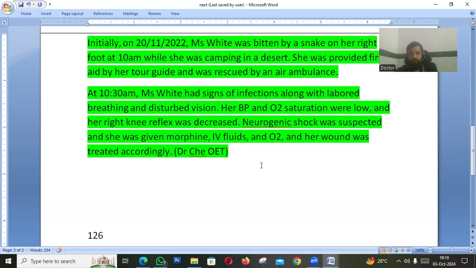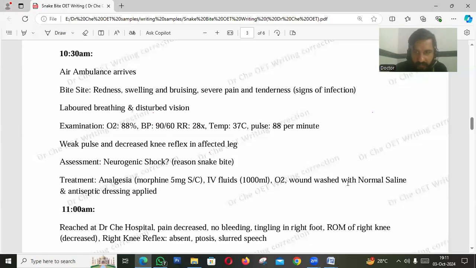Yeah. In OET you can just say her wound was cleaned, and cleaned with whatever is mentioned. Her wound was washed with normal saline and antiseptic dressing was applied. You can do this, but just to make it concise, was treated accordingly. So you can mention this also, it is not a problem. You can see how I have made it.